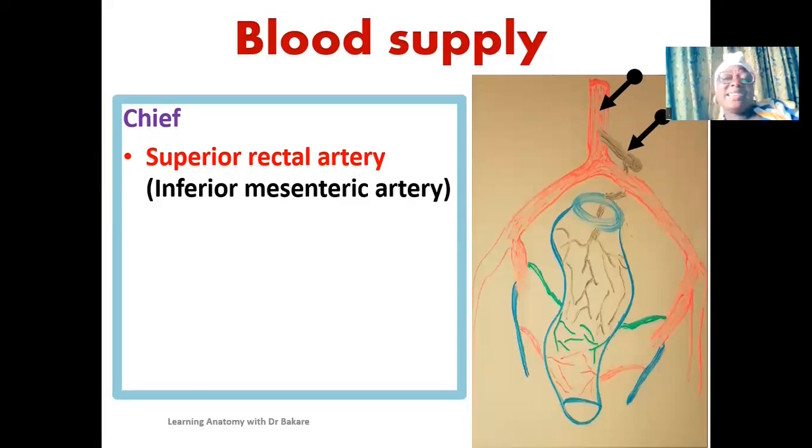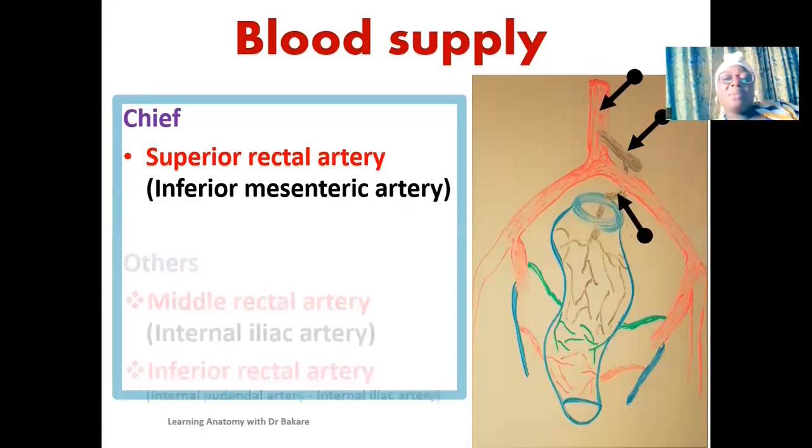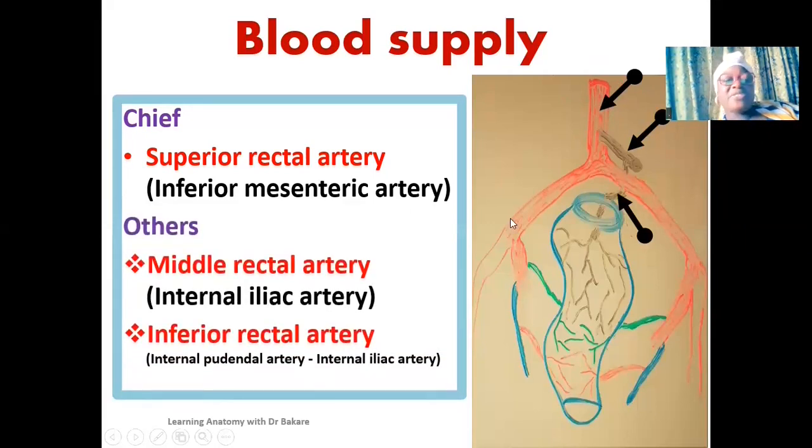I've also done a lecture on the superior and the inferior mesenteric artery. Kindly go and check this up. So we have the inferior mesenteric artery, and this will then give rise to the superior rectal artery. And this is where the chief supply of the rectum comes from. The rectum also receives blood supply from the middle rectal artery and also the inferior rectal artery.